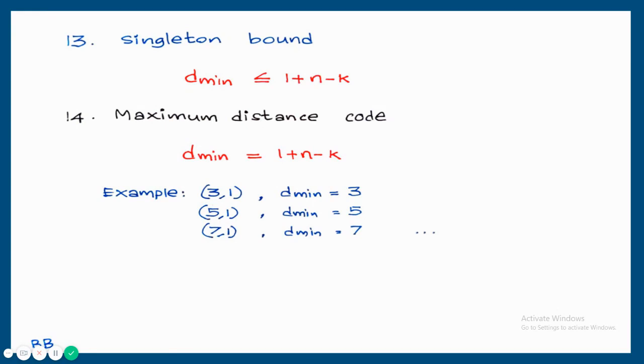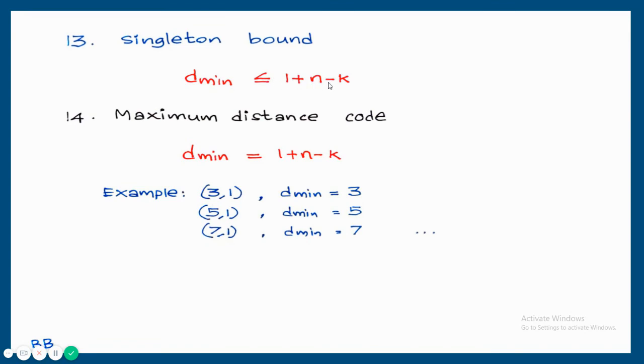Singleton bound is another bound between minimum Hamming distance and the number of parity bits. D minimum is always less than or equal to 1 plus the number of parity bits, that is 1 plus n minus k. So if you want to increase D minimum, the number of parity bits should be increased. And if the sign is an equal sign, then the number of parity bits is minimum.